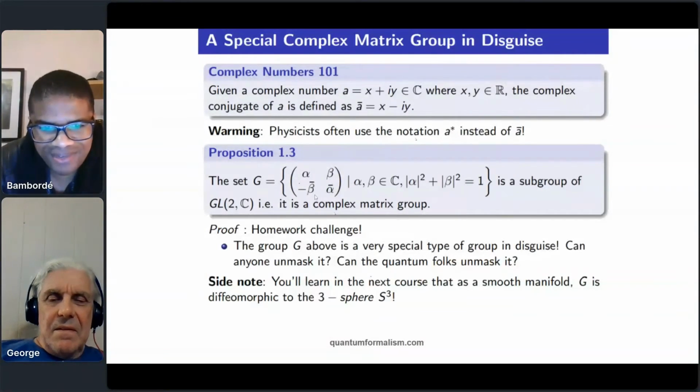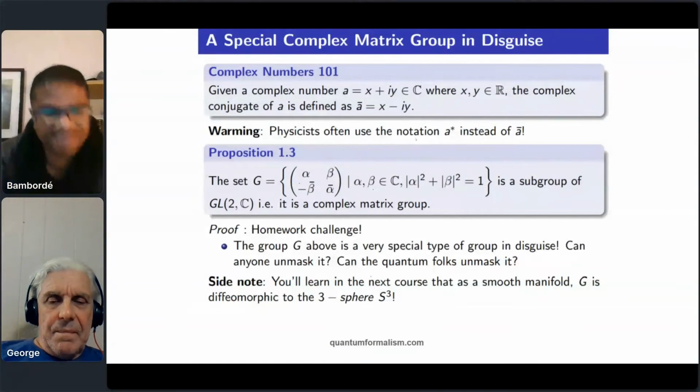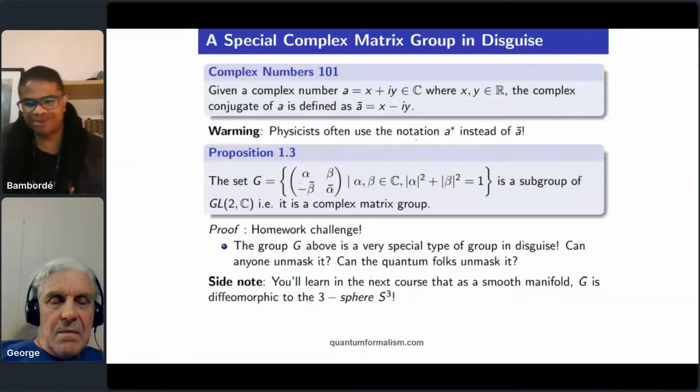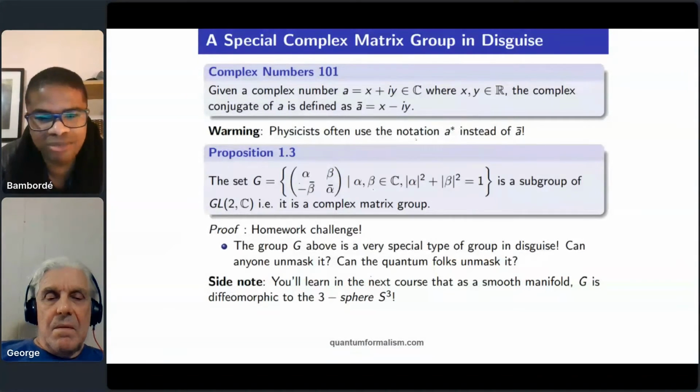Is it obvious? Can you see which group this actually is? You will see this defined in a different way. This is just, obviously, in the case of n equals 2, we can define it this way, but there's another way of defining it. Maybe then you will see which group this is. It's actually interesting; that's why I put matrix group in disguise.